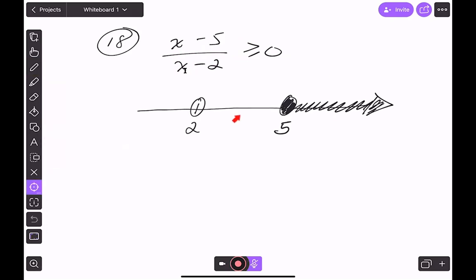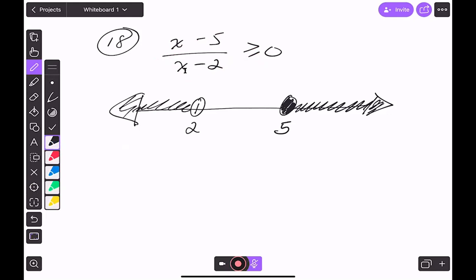And I'm going to be between 2 and 5. I'm going to say 3, but you're free to choose any number between 2 and 5. So if you chose 3, what would you get? Negative on top, positive on bottom. That would be negative overall, and negative numbers are not greater than 0. Let's go below 2. What's a good number below 2? 0. Let's plug it in. What would you get? A negative number on top and a negative number on bottom. And a negative divided by negative is a positive, and positive numbers are certainly greater than 0. So I'm going to shade that in.